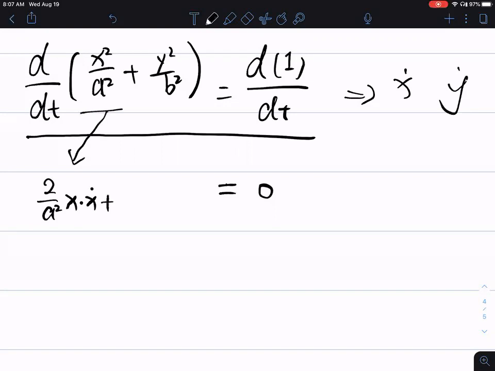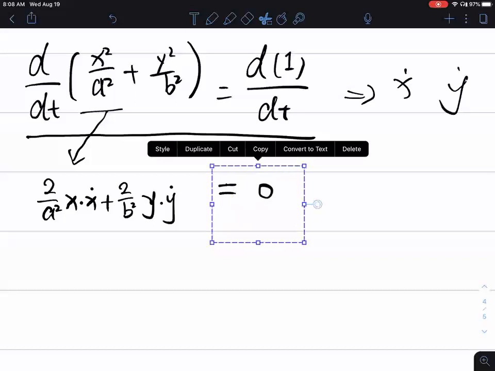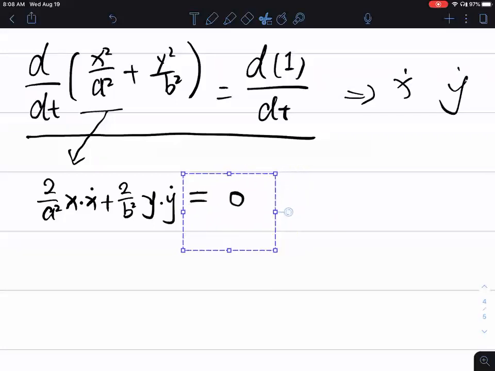And we need plus. Do the same thing for y squared over b squared. We'll end up with 2 over b squared y times y dot. So this is what you end up with.